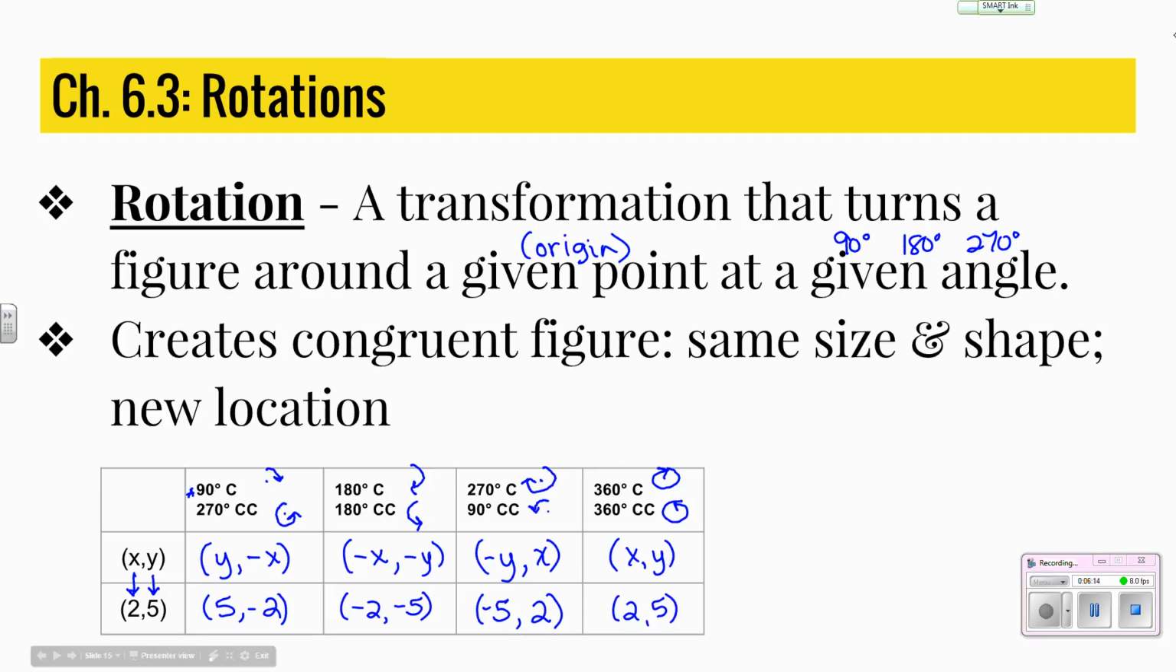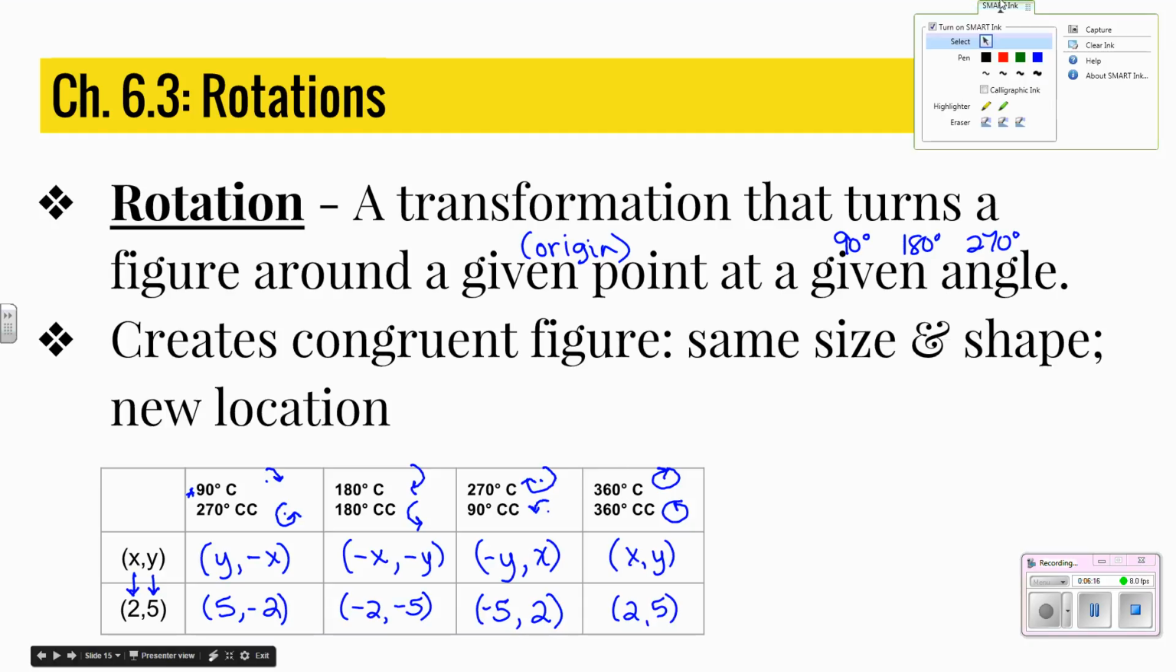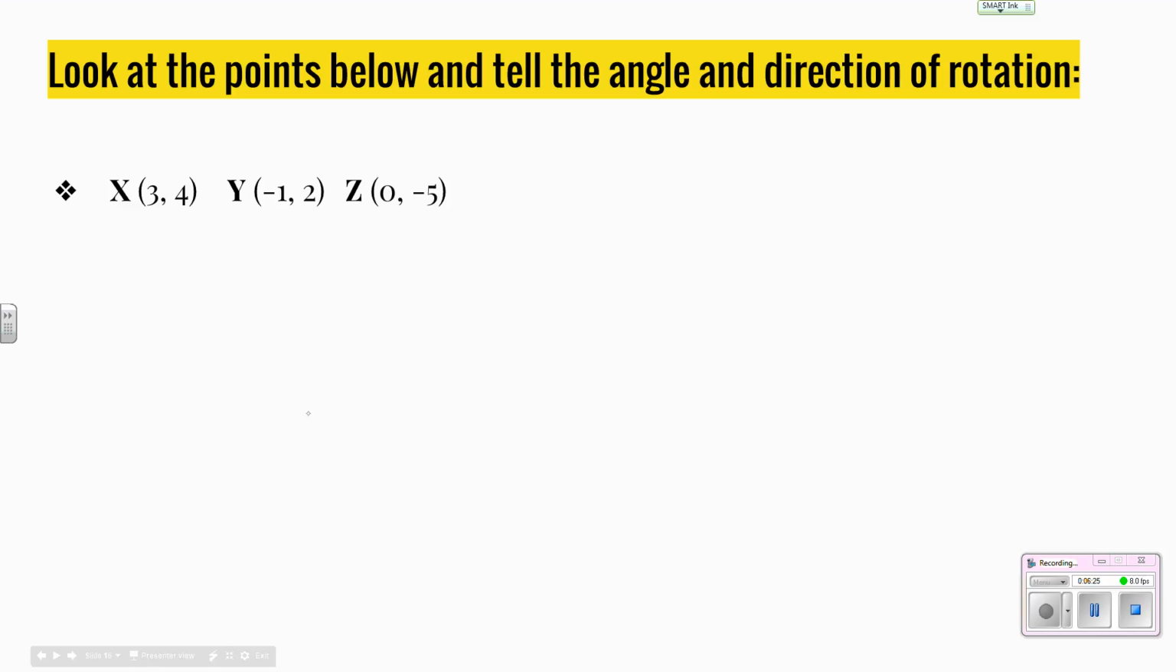Okay, so moving on to the next page, we are going to practice identifying which pattern we are using. You have these on your page, but my original shape has x coordinates 3, 4; y coordinates -1, 2; and z coordinates 0, -5. So that's my original triangle. Here is my rotated triangle, and let's look at how my points change.